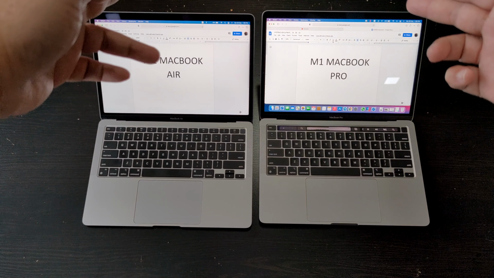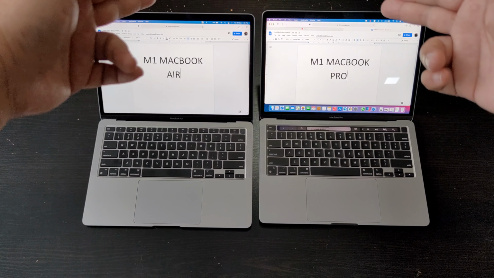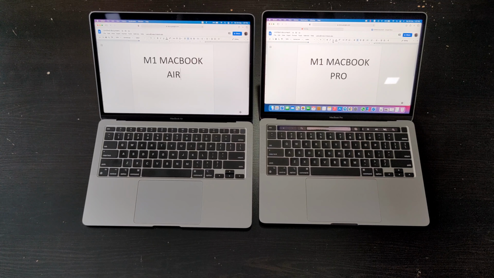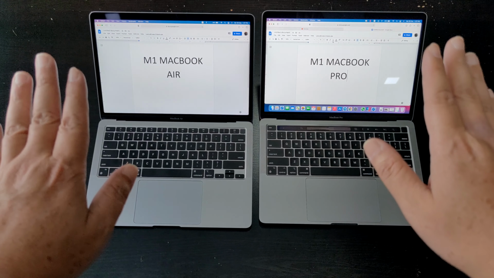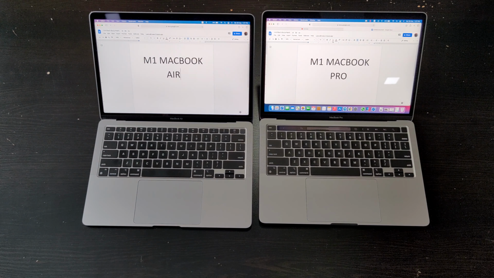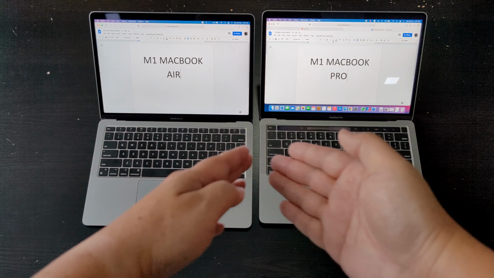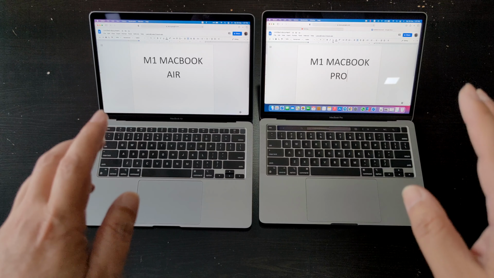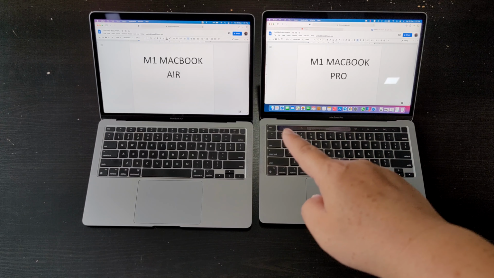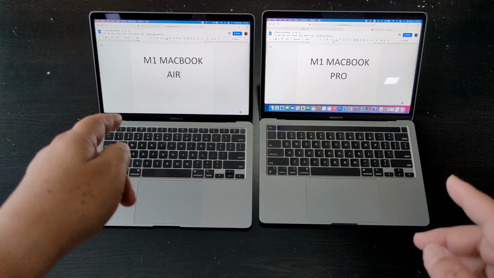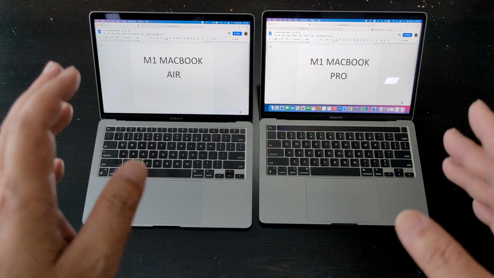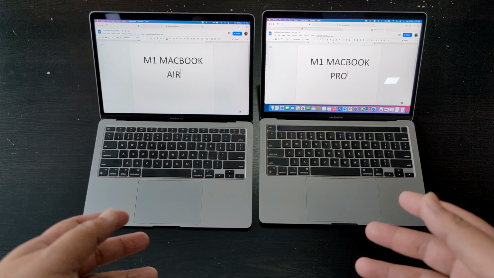Alright, so next is the webcam. Both of these Macs come with similar webcams, 720p. So I think there's no difference between the webcams of these two Macs. Next is the keyboard. Yes, there is a difference, and the difference is the touch bar. If you ask me, I've used these two Macs. I personally like the physical buttons. This is just my opinion. It may not be the same for you.